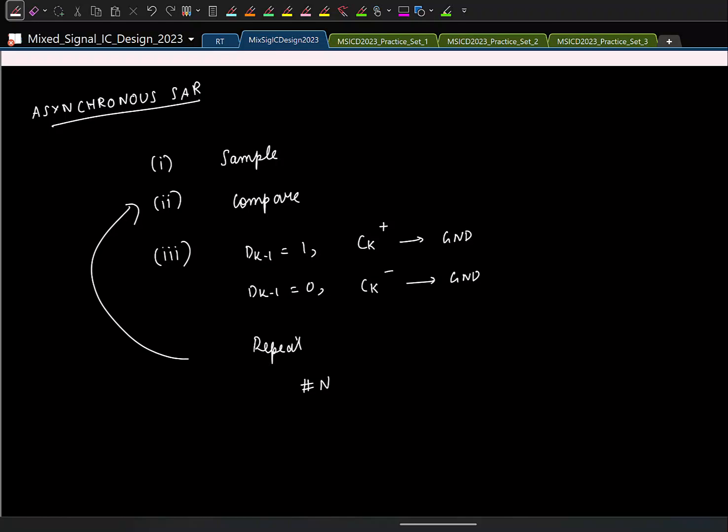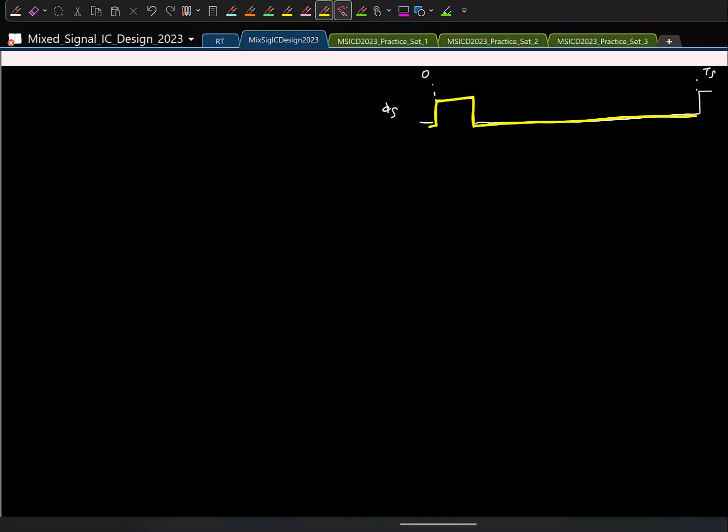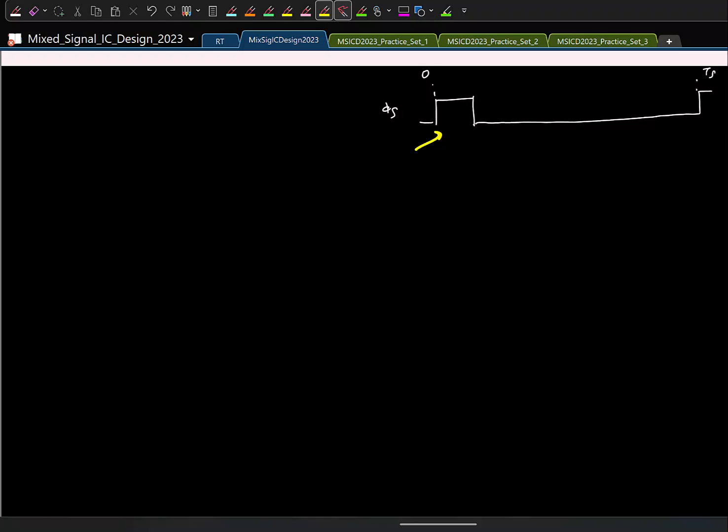The first operation is sampling, as you know. Let us say I have a clock like this. Phi is the sampling clock, and this time instant is, let us say, Ts. Let us say you can feed in a clock with a small duty cycle like this to your ADC, or even if the clock input is 50% duty cycle, you can generate a small pulse without any issues. So let us say this clock is there. We sample the input.